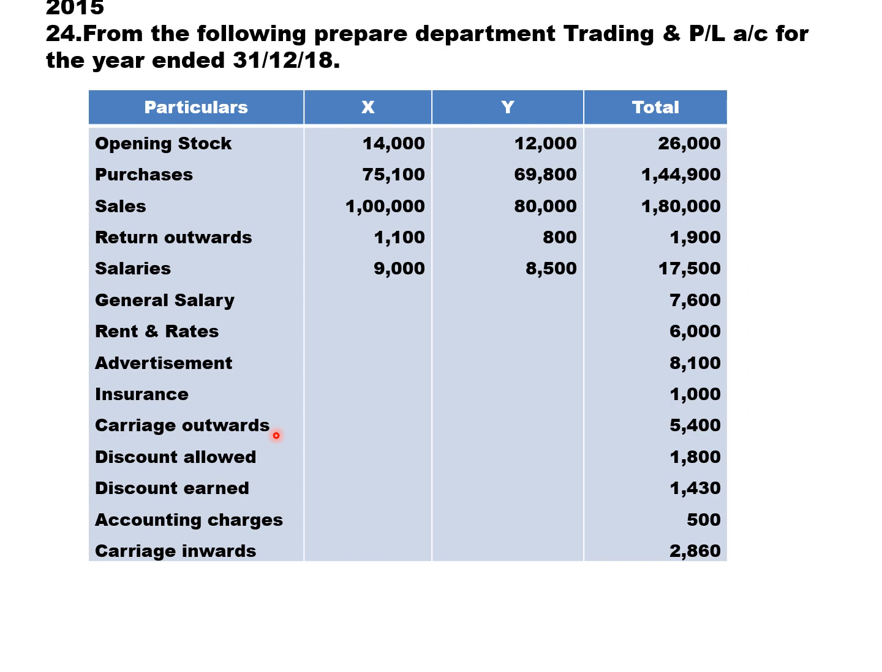Carriage outward is nothing but transport expense on goods sold. So PL account, to be distributed in sales ratio. Discount allowed, PL account, sales ratio. Discount earned is an income, PL account, purchase ratio. Accountancy charges, as mentioned in adjustment number 4, to be taken to general PL account.